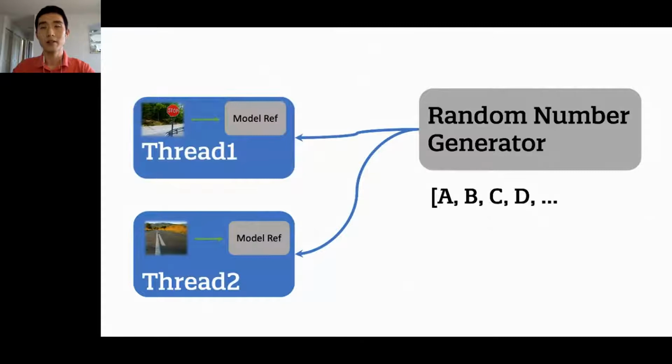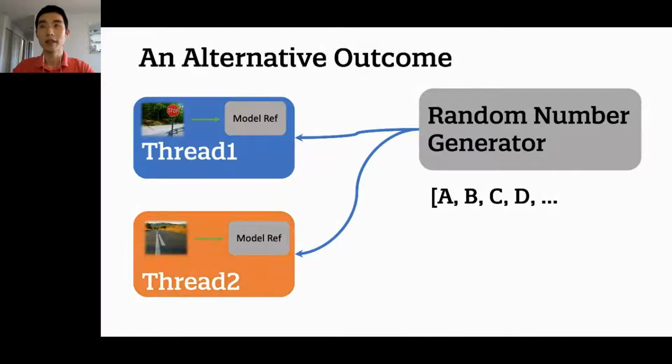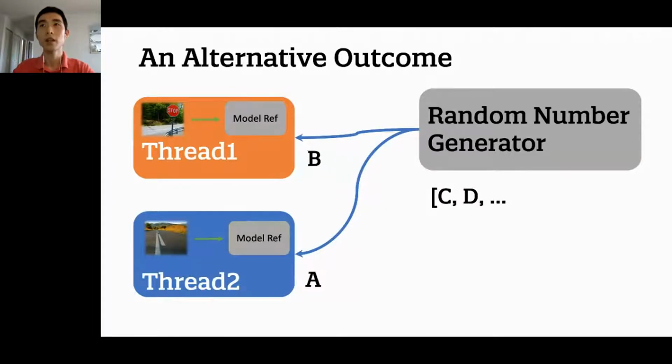This time, let's assume that thread 2 runs a bit faster than thread 1. The generator will then give A to thread 2. And then the next random number it is going to generate is number B. At this time, if thread 1 also requests a random number, it will get the number B in this execution. We can see that thread 1 gets different random numbers in different runs. Thus, the following execution result is also different. In other words, the execution of thread 1 is non-deterministic.